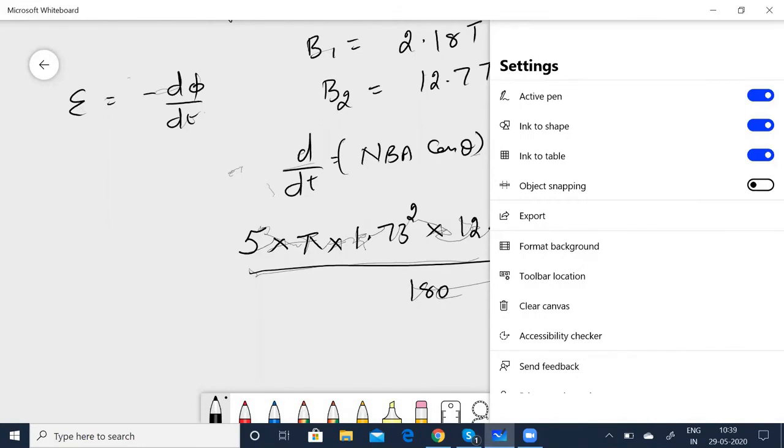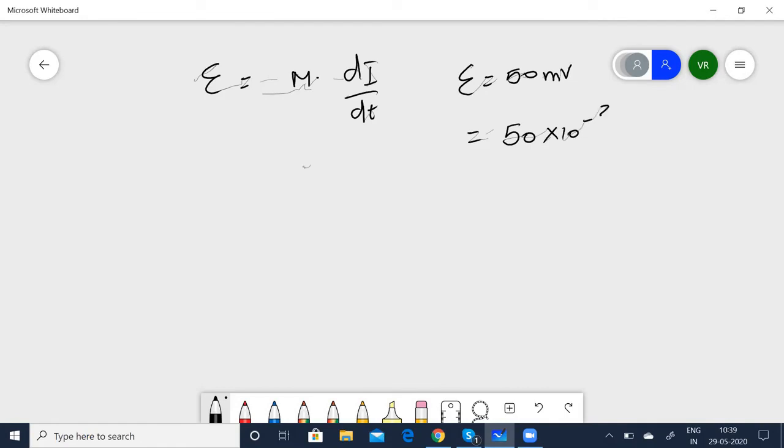We have given that in the neat notes. You can quickly recollect what was the formula here. So we know that E is equal to M into di by dt. So given E is equal to 50 millivolts, which is equal to 50 into 10 to the power of minus 3 volts. The conversion is very important, children. So I1 is given as 4 amperes and I2 is given as 8 amperes and dt is 0.5 seconds.